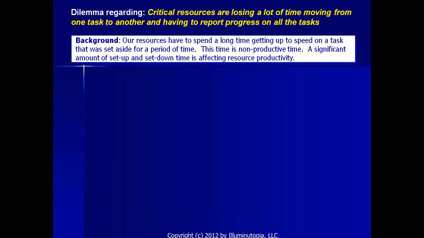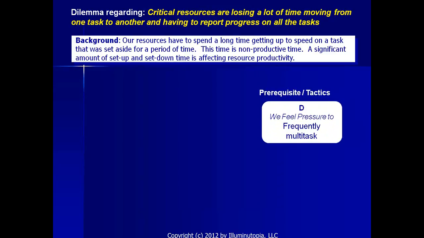What's another? Critical resources are losing a lot of time moving from one task to another and having to report progress on all the tasks. Background: our resources have to spend a long time getting up to speed on a task that was set aside for a period of time. This time is non-productive time. A significant amount of setup and set down time is affecting resource productivity.